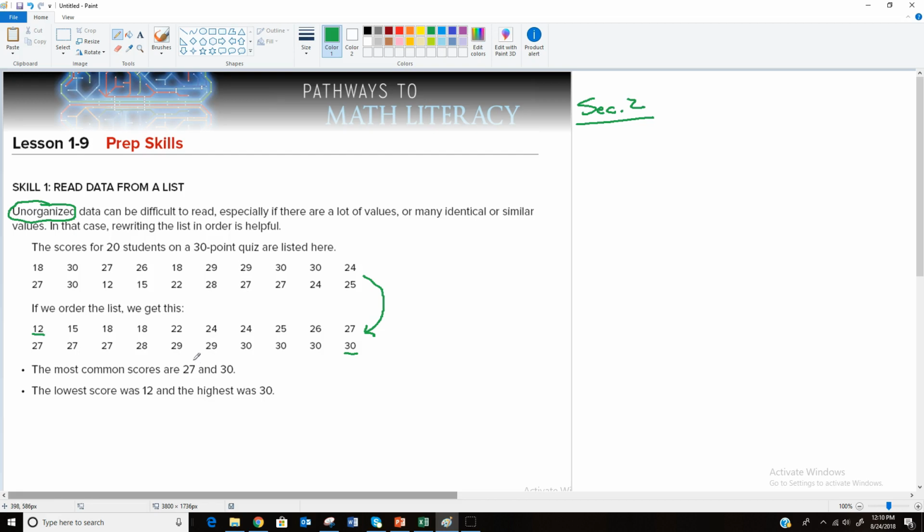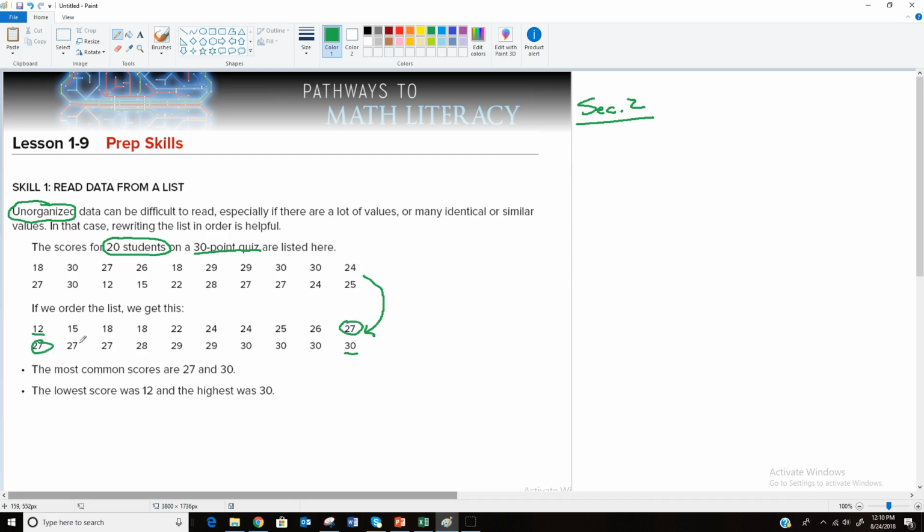So we could say, for instance, that the most common score on this 30-point quiz by these 20 students, I guess it says right there it was 20 students. I didn't have to count it. But it was a 30-point quiz, and the highest score was a perfect score. The lowest was a 12. But the most common score was 27.